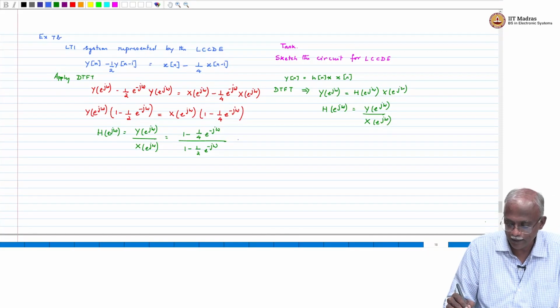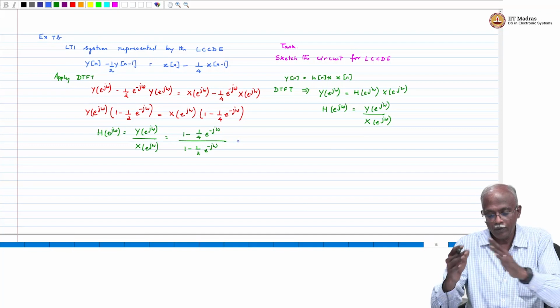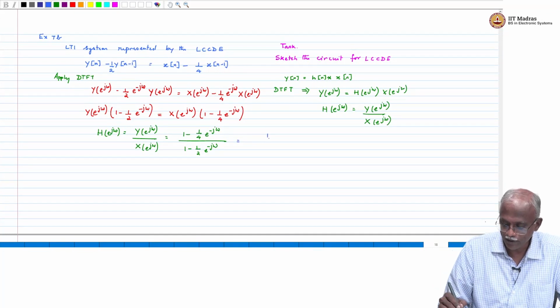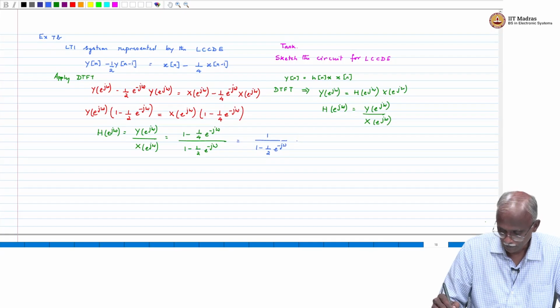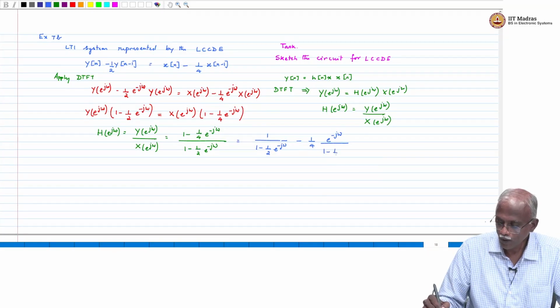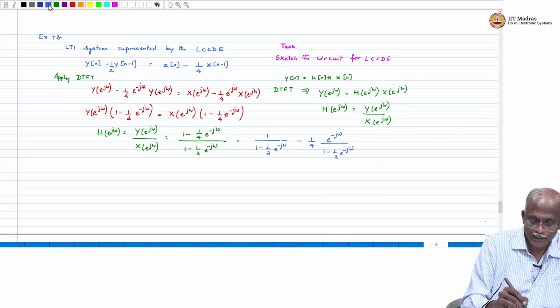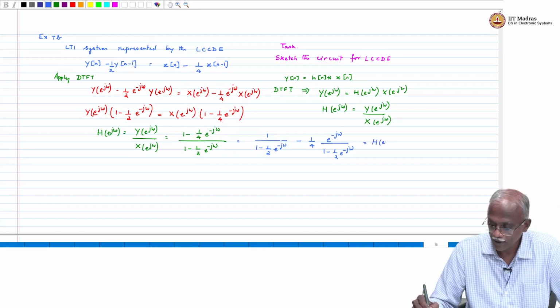Now, one last step which is extremely important. Two terms are there in the numerator. I would like to split those two terms. So, I am writing it in the following form: 1 divided by 1 minus 1/2 e power minus j omega, minus 1/4, a scale factor, e power minus j omega divided by 1 minus 1/2 e power minus j omega. Okay. So, this is the expression for H e to the j omega.